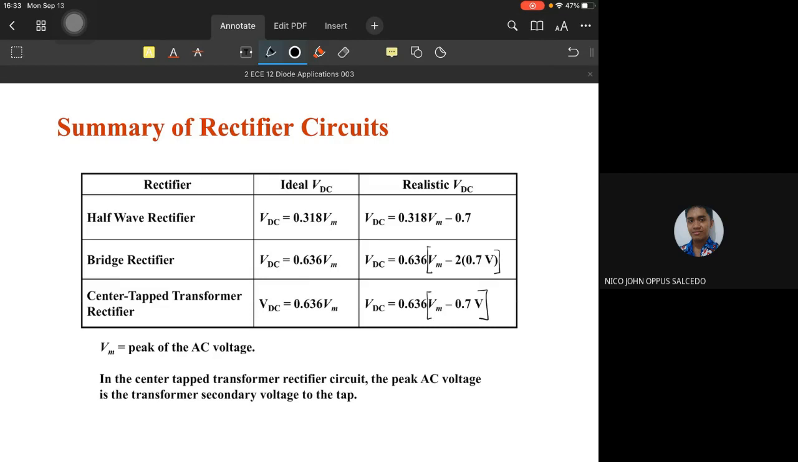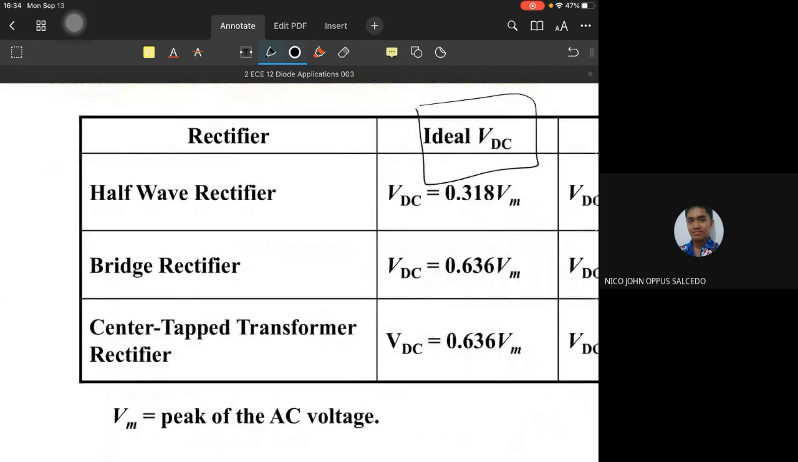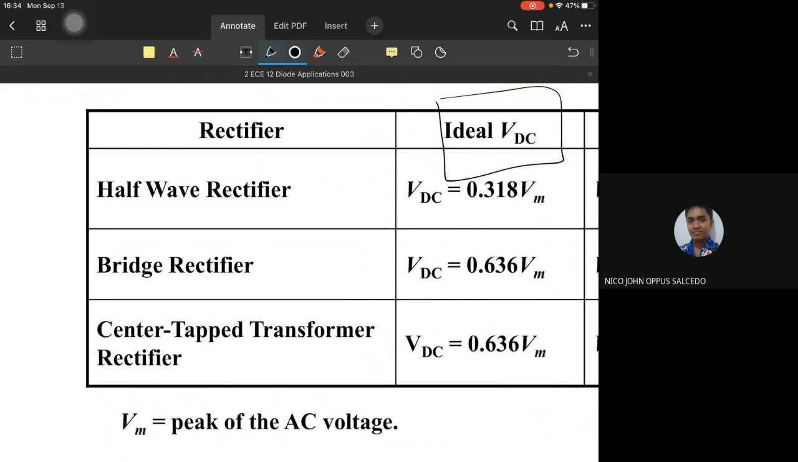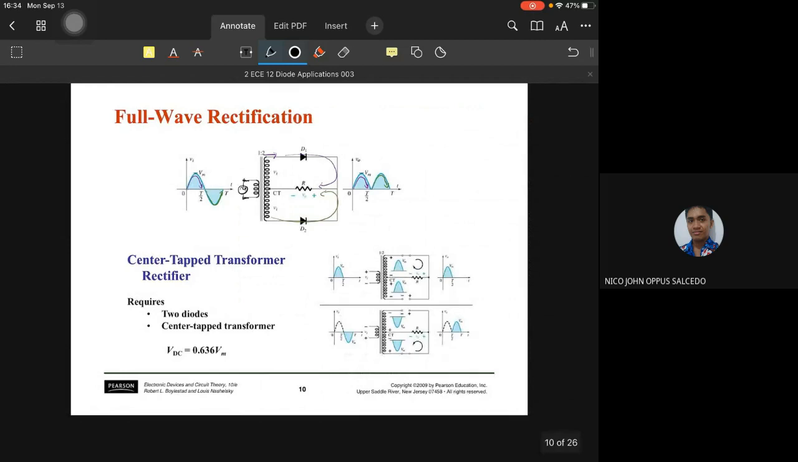But if VM is very much greater than the barrier potential of our diode, in this case 0.7, we can use the ideal model. If VM is at the level of 50s to 100s, like 100 volts, the 0.7 doesn't matter much, because it is times 2 already. So we can use the ideal condition. Side note.